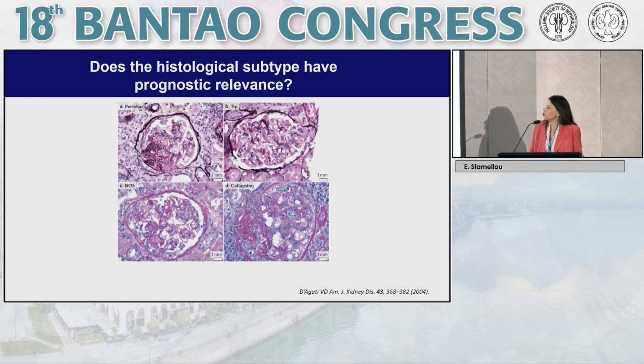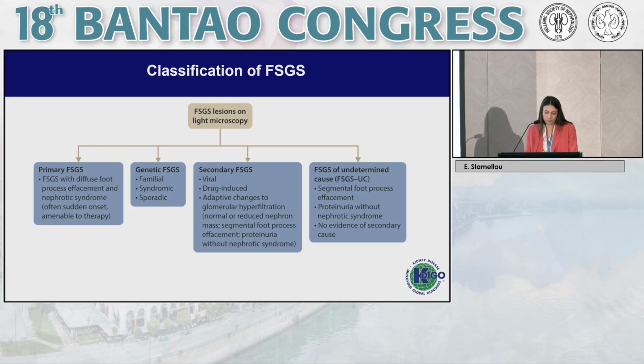According to the Columbia classification, we have 5 types. Here I have only 4: collapsing, tip, cellular, perihilar, and not otherwise specified. However, this classification is based only on light microscopy and does not take into account the degree of foot process effacement on electron microscopy. Still, we don't know how these lesions arise, what the pathophysiological process is. What we know is that the collapsing variant is associated with bad prognosis, the tip variant is responsive to therapy and associated with good prognosis, and the perihilar variant is maybe associated with hyperfiltration and maladaptive FSGS.